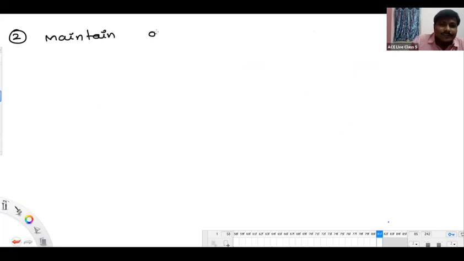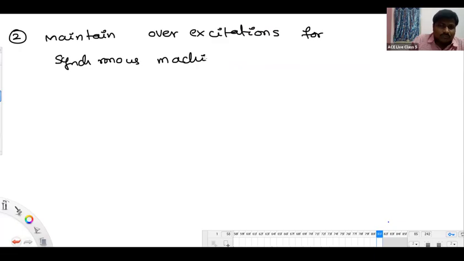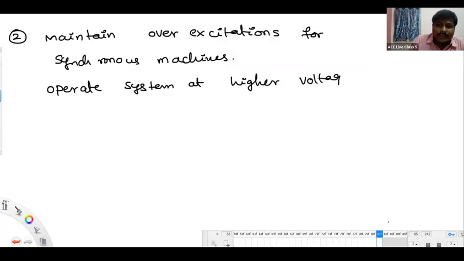So in the second method, maintain over excitation for the synchronous machines. That's one thing. And next option, operate the system at higher voltages. That will also lead to maintaining the P maximum value high.